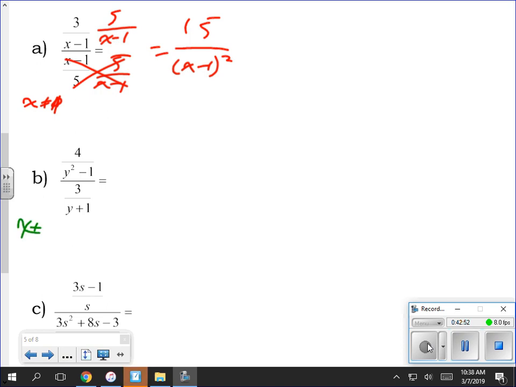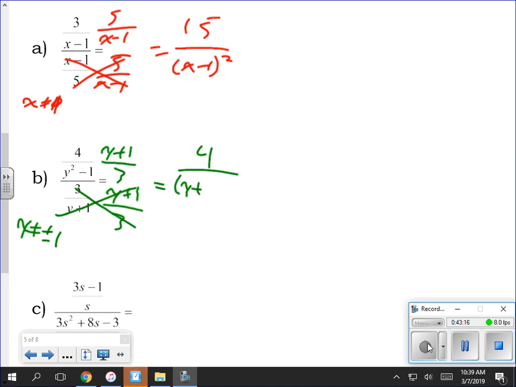Y cannot be plus or minus 1. Can't be minus 1 for here. And here I have the difference of 2 squares. Can't be plus or minus 1 for that. I multiply by y plus 1 over 3. Y plus 1 over 3. Those cancel. So I have 4. And factor the y squared minus 1. Y minus 1 times y plus 1 over 3. The y plus 1s cancel. And I get 4 over 3 times y minus 1.